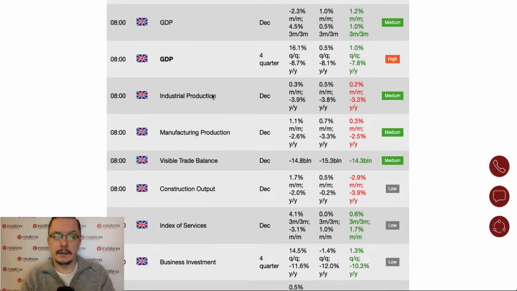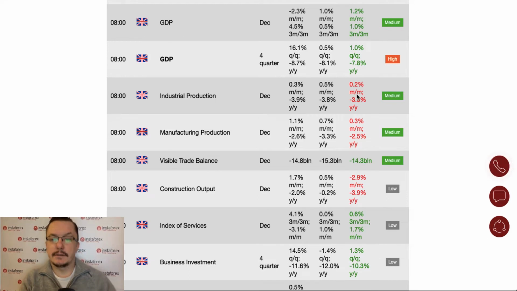The key event of today, the UK GDP, had been released at 8 o'clock. It's been better than expected because the expectation was 0.5% quarter to quarter, and the released number was 1%. But in total, this is a very bad reading, because for the fourth quarter there was a decline from 16 to 1%, which is 15% basically based on the quarter, and year to year the GDP declined from minus 8.7 to minus 7.8. Well, this is a slight increase, but not that much.